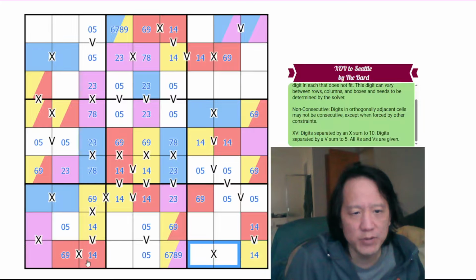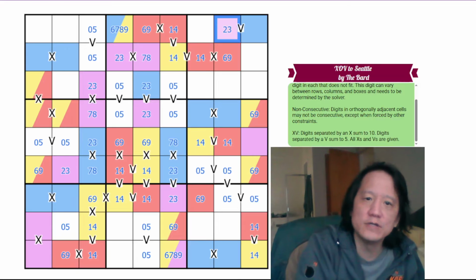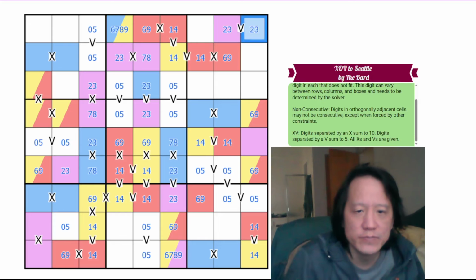Cannot be both pink, because if it were both pink, that would eliminate pink from that row. So this must be both blue. So we have both blues here as low and high, so this cannot be blue. This is pink, which means this can't be pink. That's blue. So this is 2, 3, 2, 3.